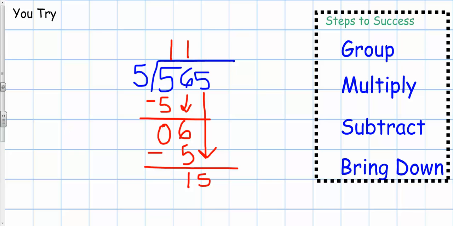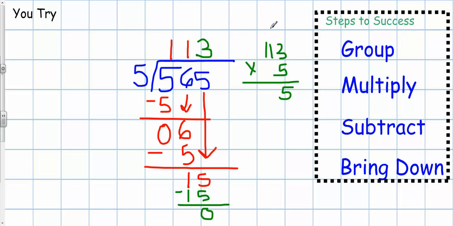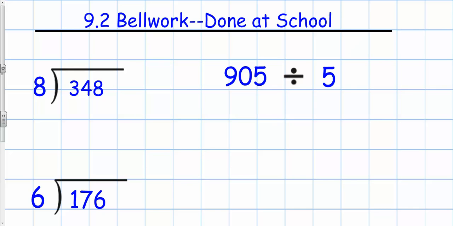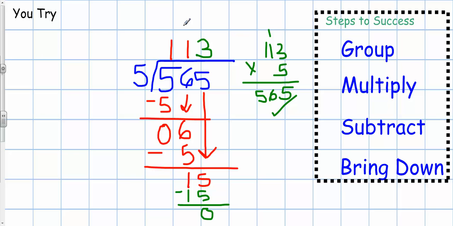Now, how many times does 5 go into 15? 3 times. 5 times 3 is 15. So my final answer here is 565 divided by 5 equals 113. Again, I can check that by multiplying 113 times 5, and I get 565, so I know I have the right answer. I think that is it for dividing by a one-digit divisor.